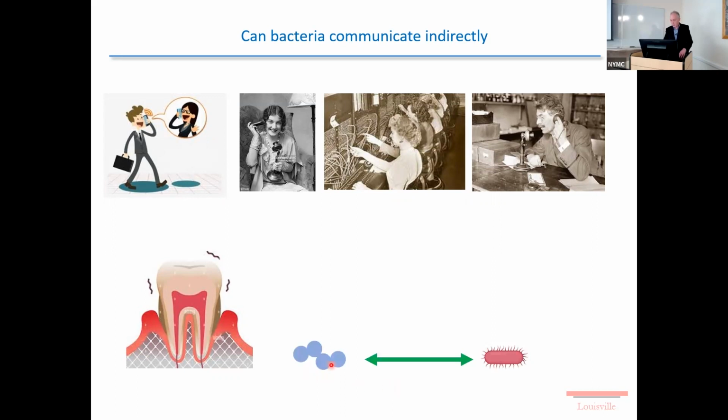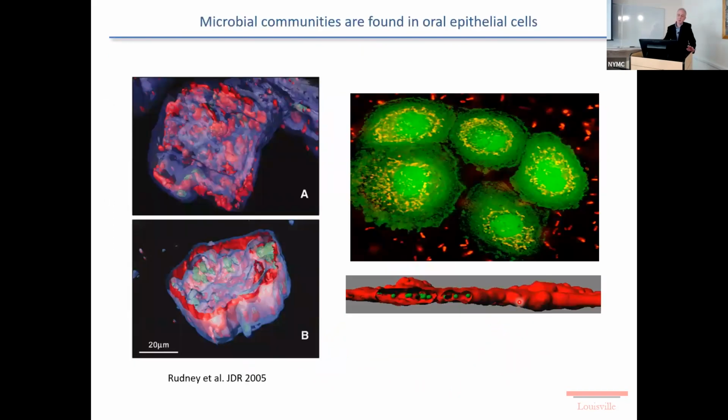What we've been looking at is this, but we wondered, can this happen? Okay, can streptococci influence gingival epithelial cells, which then influences P. gingivalis? And one of the reasons we kind of started to think about that, one of the first reasons, we do see microbial communities inside these epithelial cells.